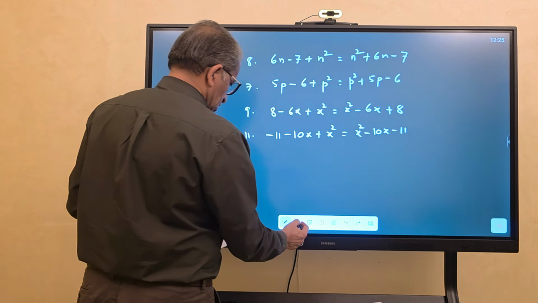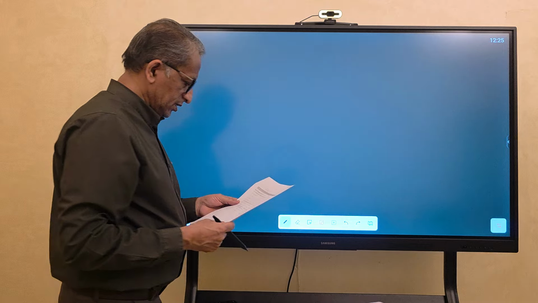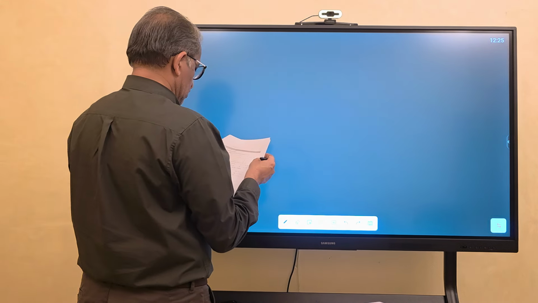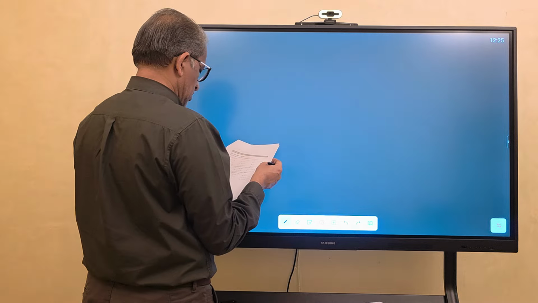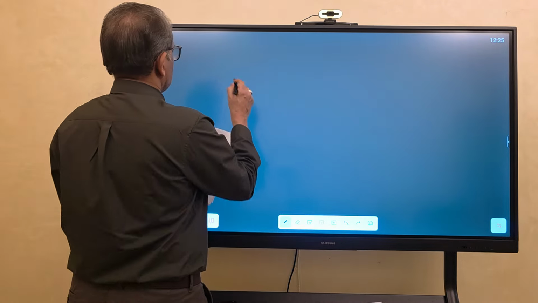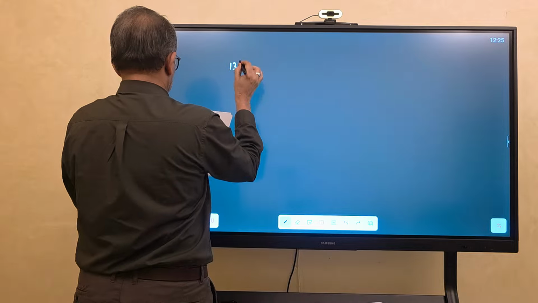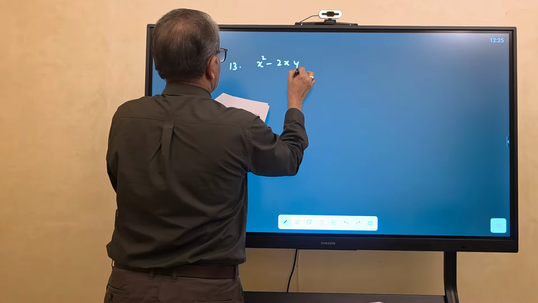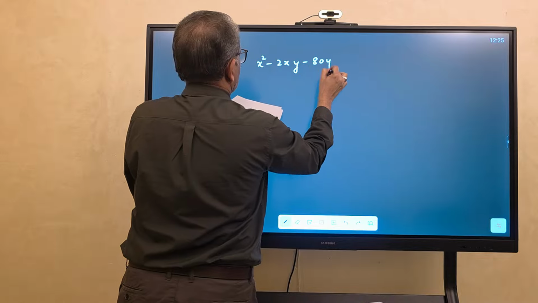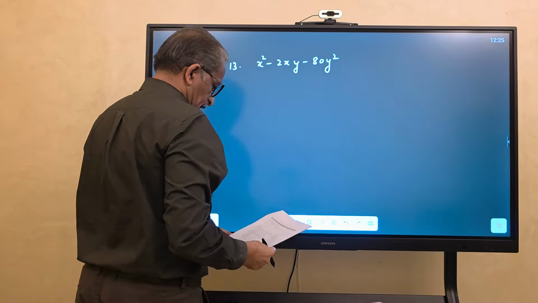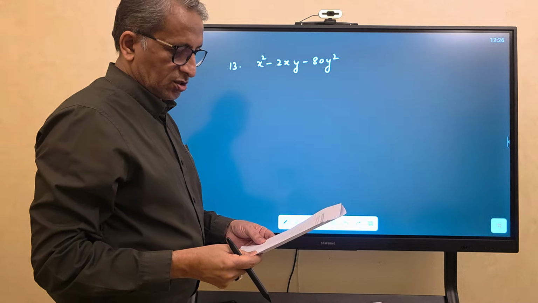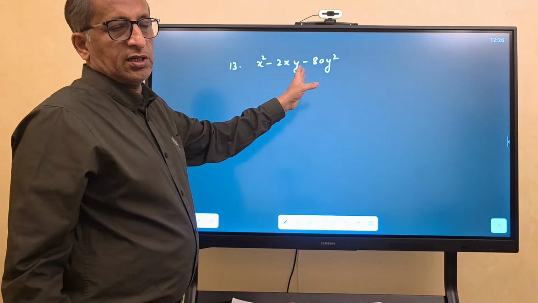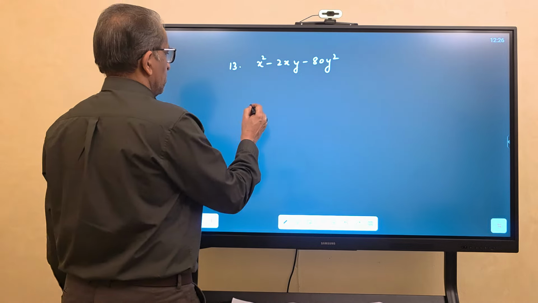Coming to the next set of questions, that is 13 to 18. Let's do question number 13. x square minus 2xy minus 80y square. Again, the same factoring of a trinomial. I mean, it is in a different form, but still it is a trinomial. The method is the same.